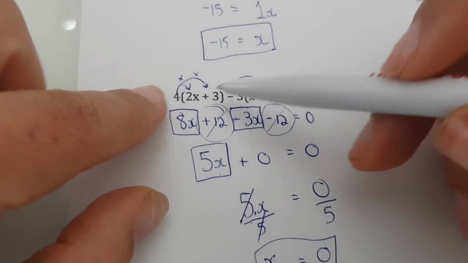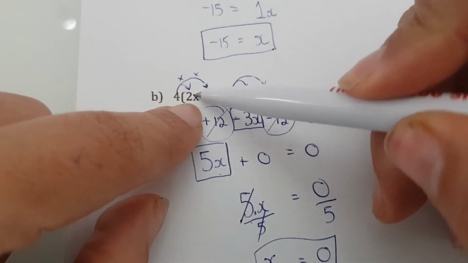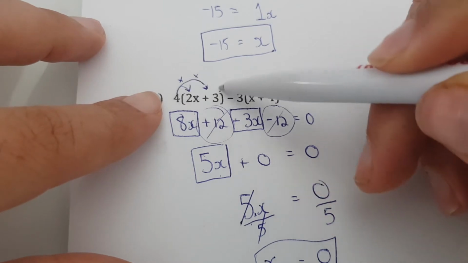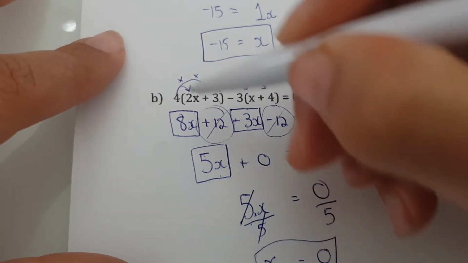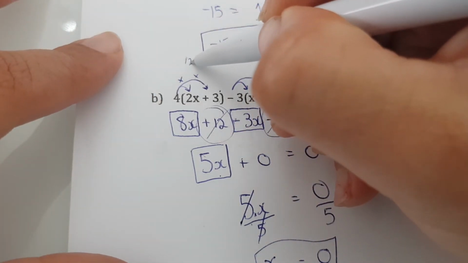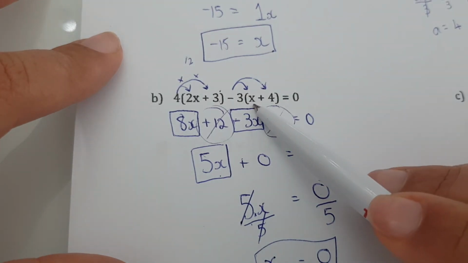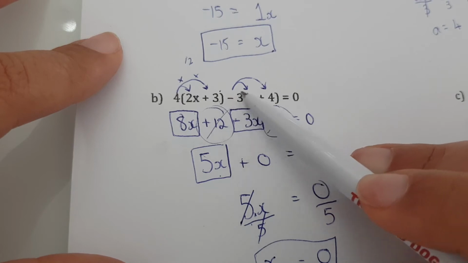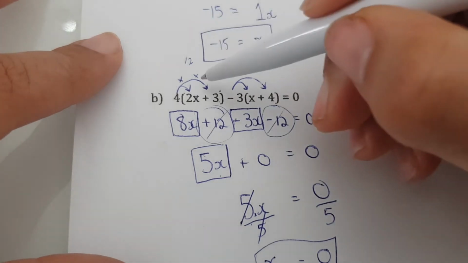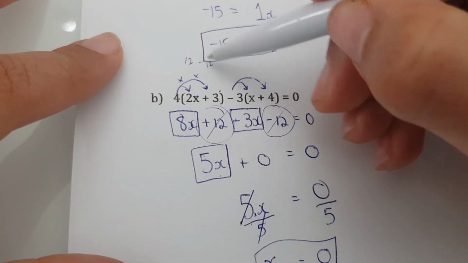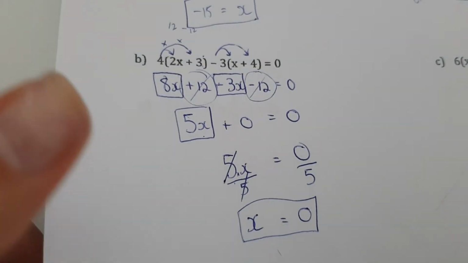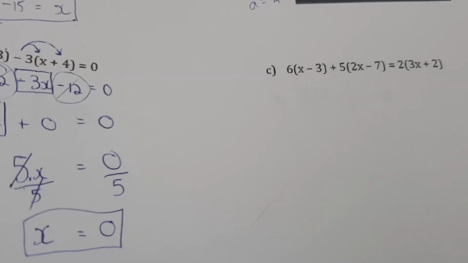You can check it out. 2 times 0 is 0, 0 plus 3 is 3. So I have 4 times 3, which is 12. Then x is 0, 0 plus 4, which is 4. 4 times 3, which is negative 12. So 12 minus 12 is 0, and that is correct. Always check by substituting.